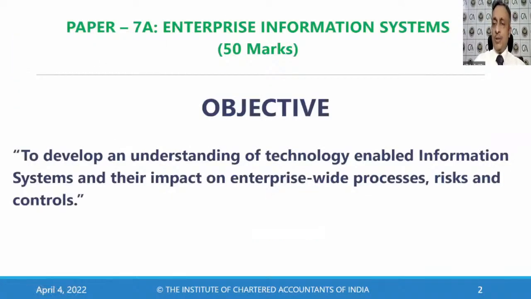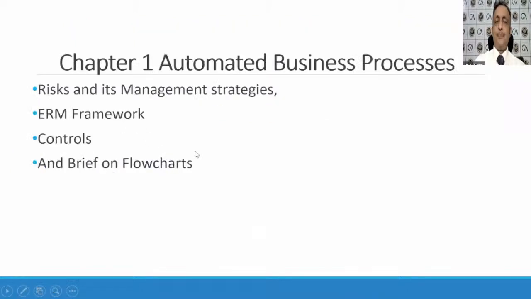So you have gone through the basic objective of this paper 7A. Then automated business processes. Now, these are the topics we are going to talk about today: risk, its management strategies, enterprise risk management framework, controls, a brief of flowcharts. I'll give you an exercise to do today on flowcharts.